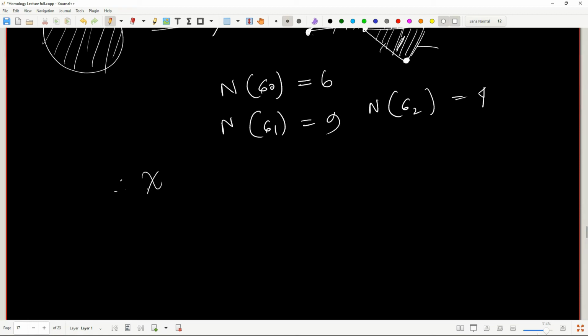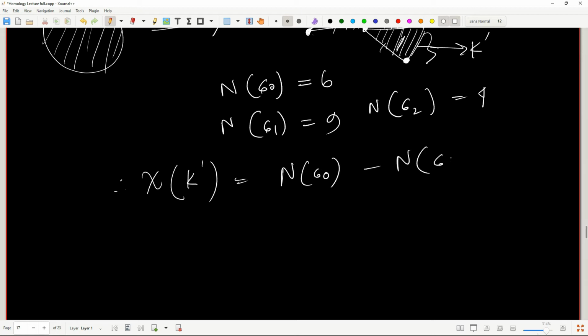So my Euler characteristic, and this is a different triangulation. Remember that. So let's denote this triangulation as K prime. So now again I will have 6 minus 9 plus 4. 6 and 4 gives me 10, minus 9, which equals 1. Again I produce 1, so it's not dependent on how I triangulate the space, right?